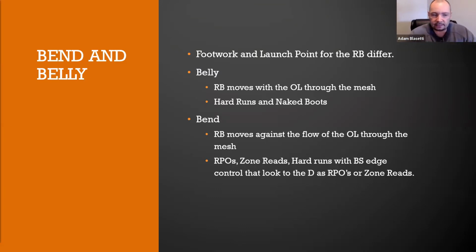The bend is the opposite. The running back adjusts his aiming point and initial launch point away from the flow of the O-line. Meaning, again, if we've taken that example where the O-line is moving to the right, the running back's first initial 2 steps are basically left to make the quarterback open up to the backside.